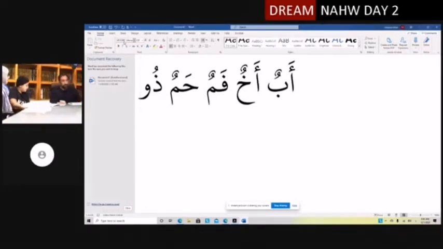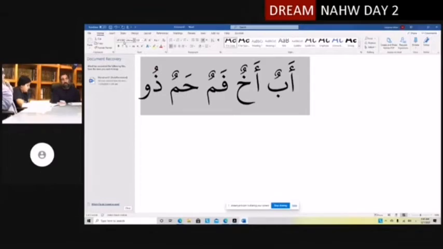But anyway, let's go through them a little bit. Abun, akhun, famun, hamun, and dhu. Abun means what? Father. Akhun means what? Brother. Famun means what? Mouth. Hamun means what? Brother-in-law. And dhu? Possessor of.